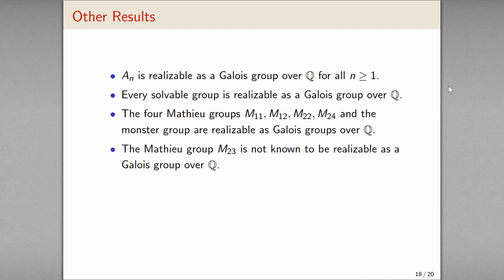As I said, from there, it follows from Hilbert's irreducibility theorem that it's realizable as a Galois group over Q. On the other hand, as far as I know, the Mathieu group M23 isn't known to be realizable as a Galois group over Q. So this problem is still an open problem.